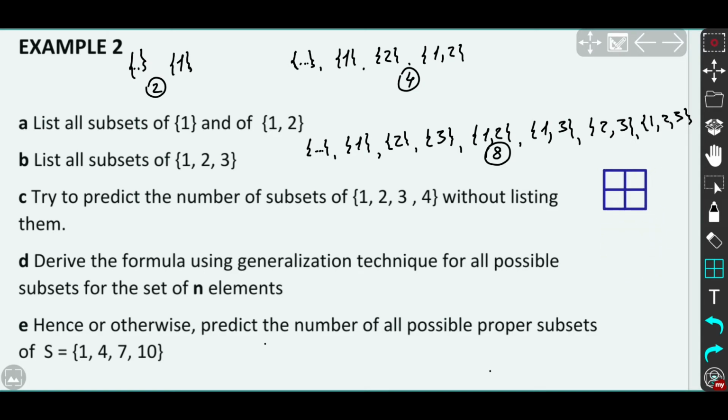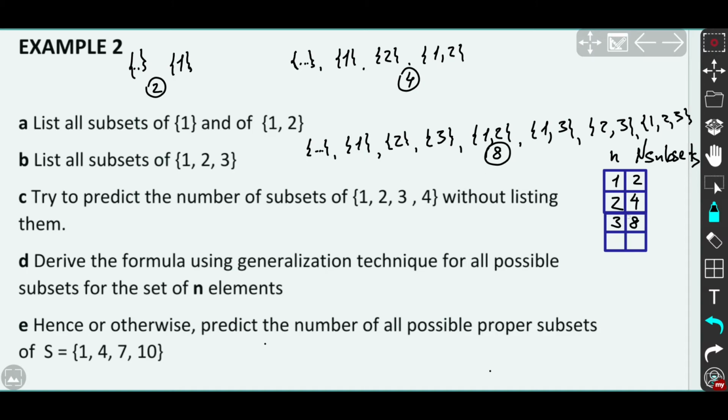Here we put the number of elements, and here is going to be the number of subsets. When there is one single element in the set, we have two possible subsets. When we have two elements, 1 and 2, for example, we should have 4 possible subsets. When we have 3 elements, we should have 8.